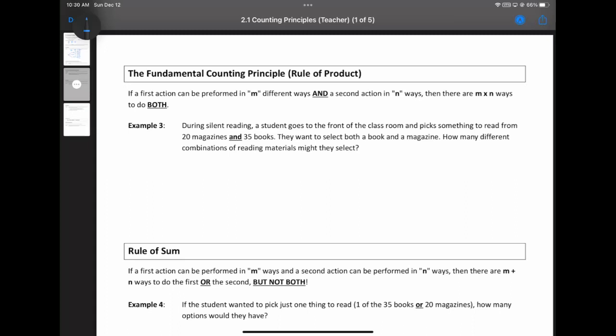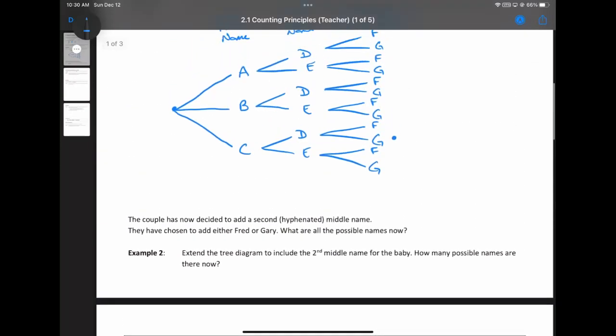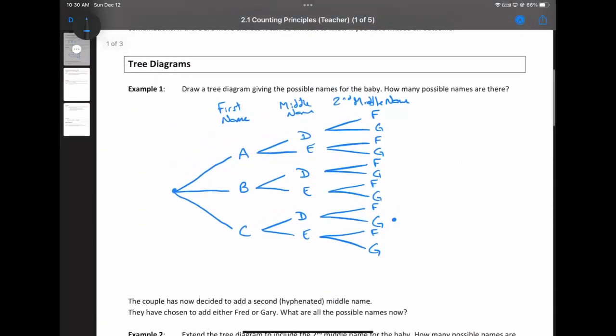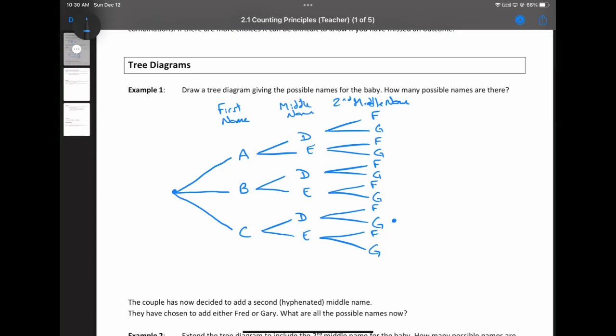So going back to our example that we've already done, I'm going to actually go back to here. Just for the first name and the middle name, before we extended it, we had 6 possible outcomes. And that was because we had 3 choices for our first and 2 choices for our second. And 3 times 2 gave us 6. Now we can extend that, and since we have 3 choices and 2 choices and 2 choices, that would be 3 times 2 times 2, which is 12. And that was the number of outcomes we got once we added in the second middle name. So that's the rule of product.